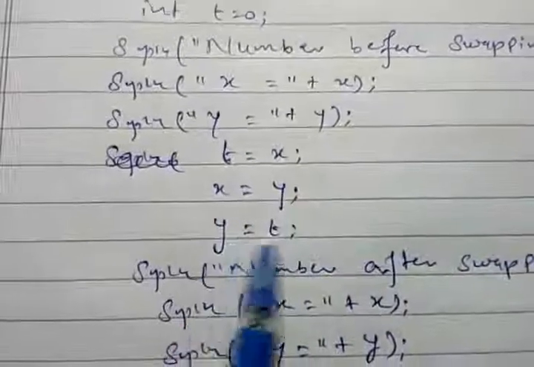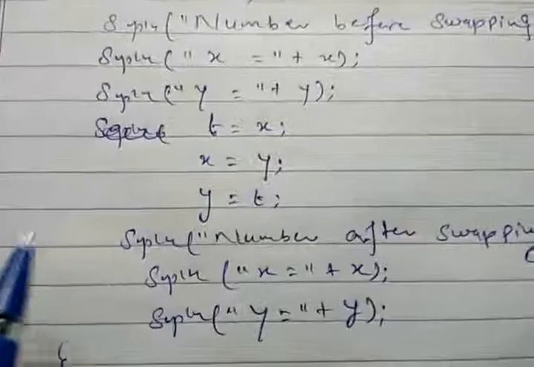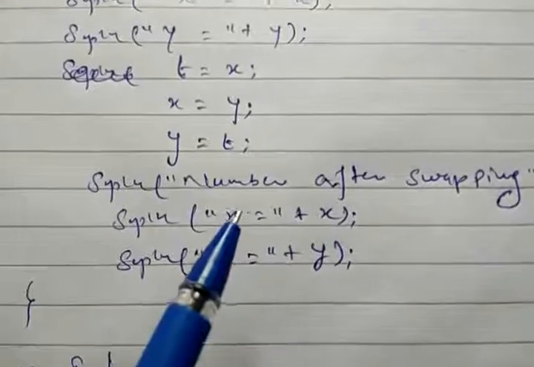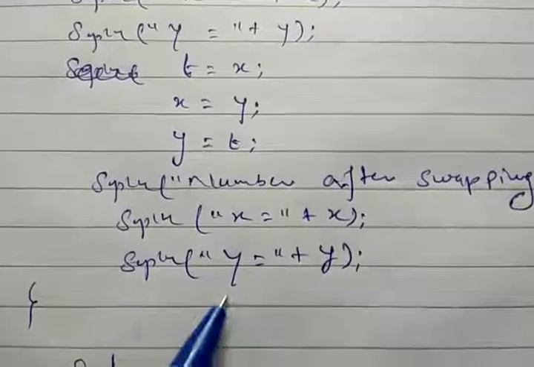So by these steps the values of x and y will be interchanged, and now we are printing numbers after swapping, x equals x and y equals y.